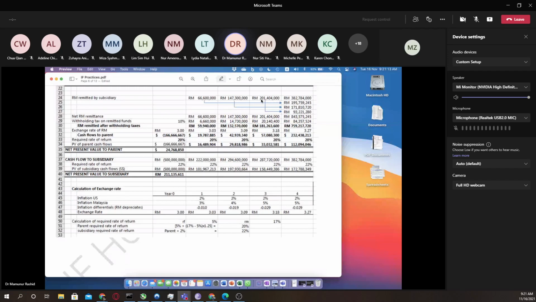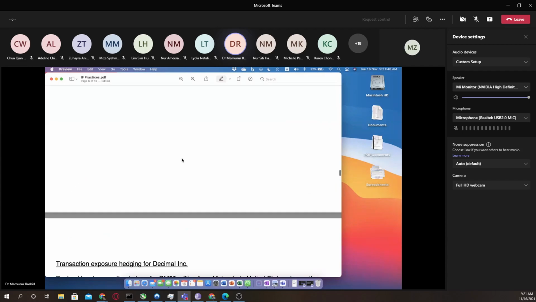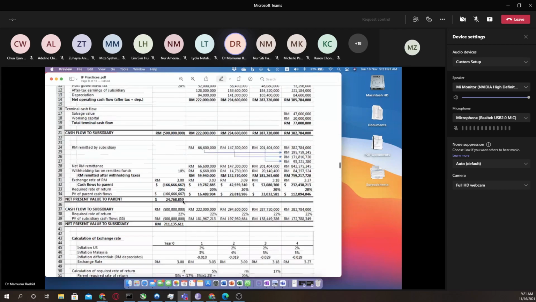In the third year, 201404, you are remitting 70%, the remaining figure 30% you are reinvesting. And the fourth year, the entire figure 382784, this entire 100% you can transfer. With this policy, I need to check why the case is still showing a withholding tax on the remitted fund, because if this is the procedure, you don't need to pay any withholding tax. I'm not sure whether they have given only one case. So in one case, they should not include this withholding tax of 10%, because these amounts are basically the amount that you are reinvesting. Oh, okay, it's clear now.